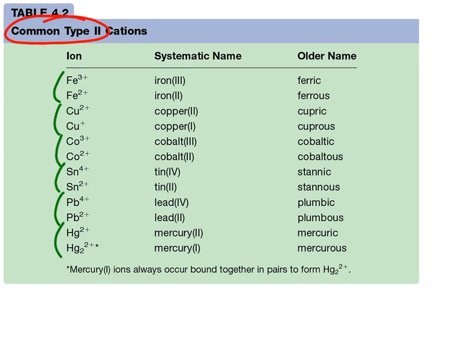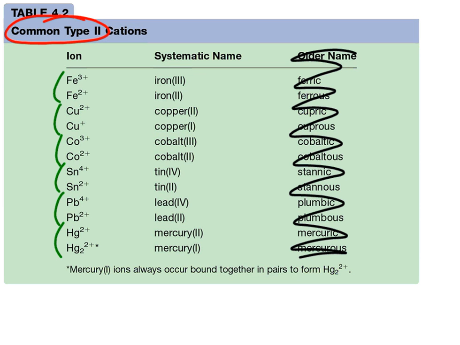To everybody's bliss, I'm sure, these older names you are not going to be responsible for. Don't even worry about them. Now, the systematic names, iron 2, iron 3, those are ones that we are going to be familiar with, but it's pretty simple. Iron 3, 3 plus. Cobalt 2, 2 plus. Tin 4, 4 plus.